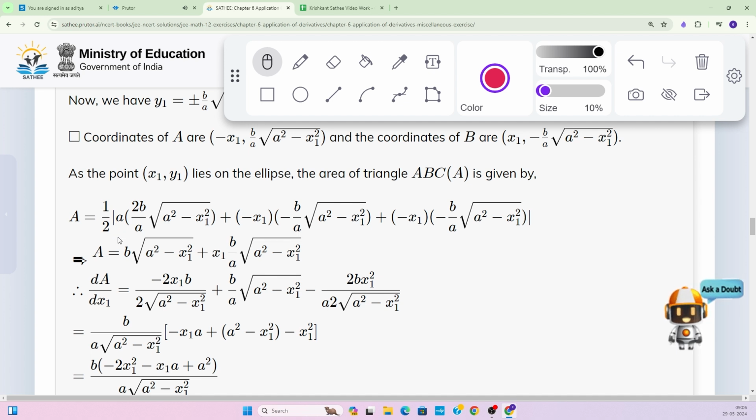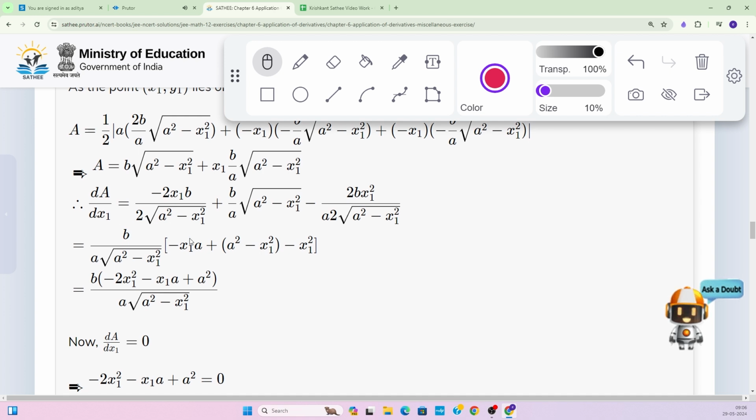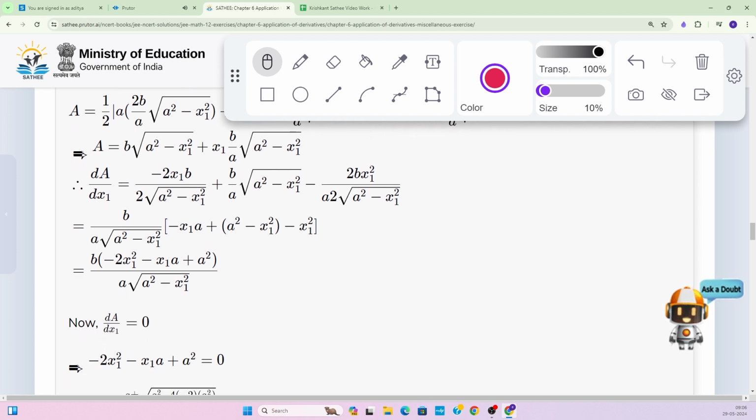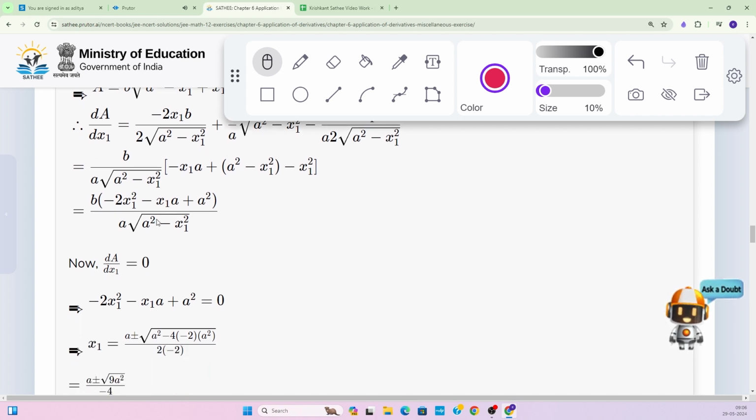The area of triangle ABC is given by this. Clear? This means we now have the area expression. Now differentiate the area with respect to x1. You will get this as your expression. Everything is already written over here. You just have to be very careful with the differentiation part. You will get this as your expression.